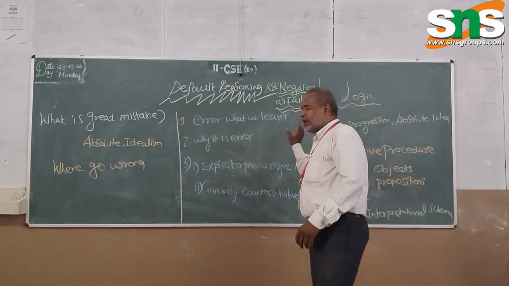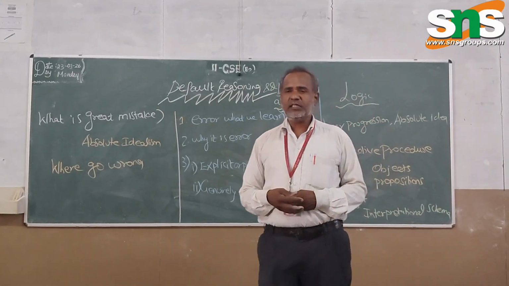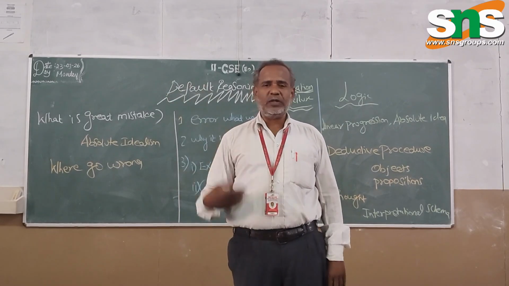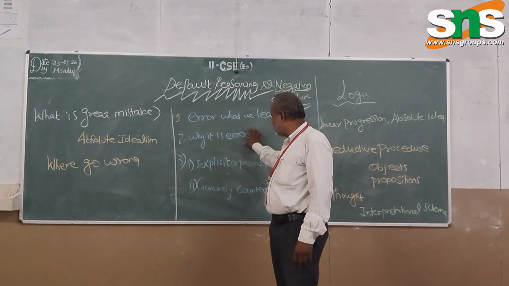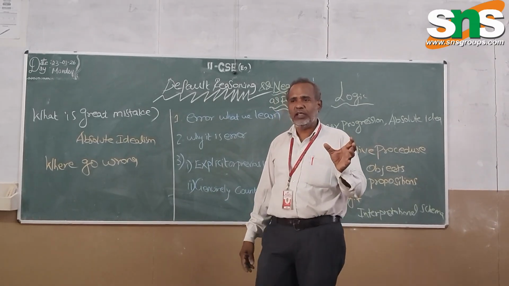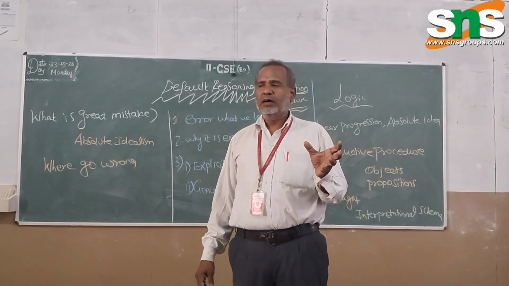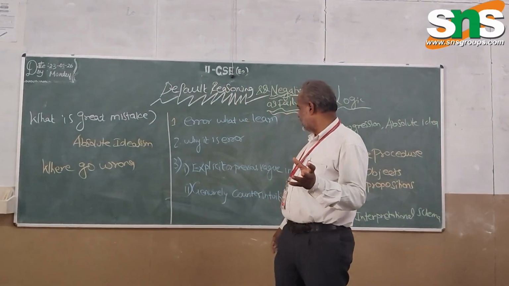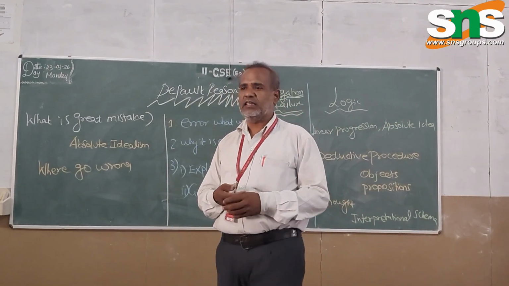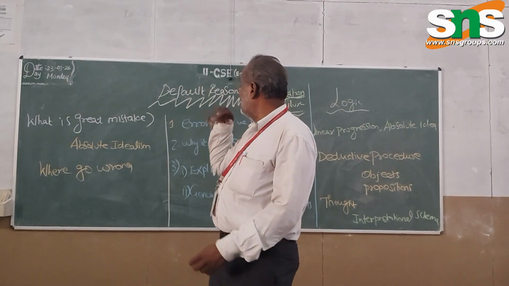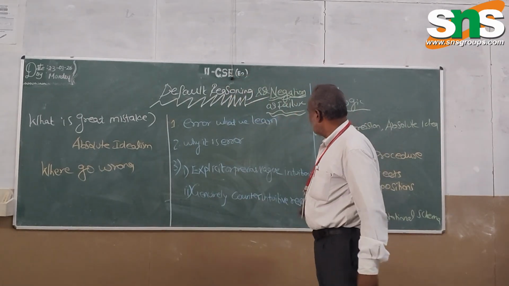Second, why is it an error? Why is the expected output not generated? Whether the data is given correctly, or whether the loop is going in right or wrong, and why it is generating an error. And again, we will get into the third stage, negation followed by default reasoning.